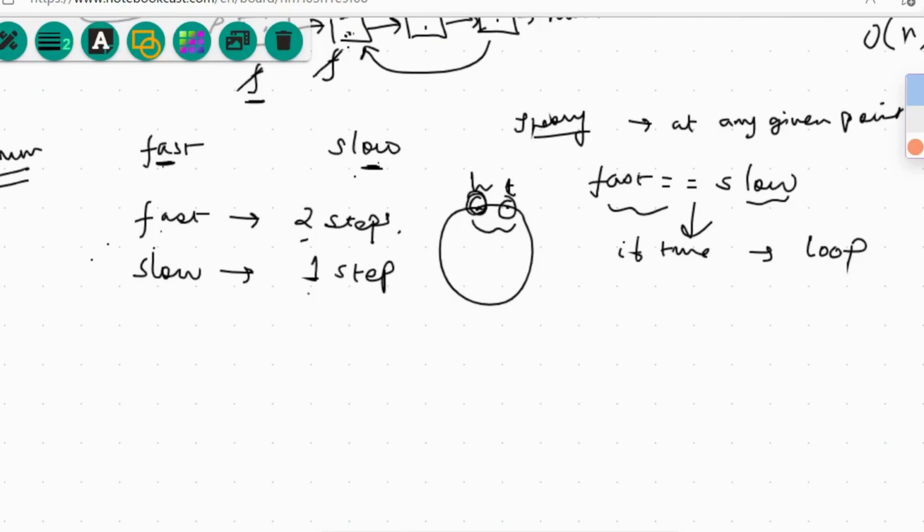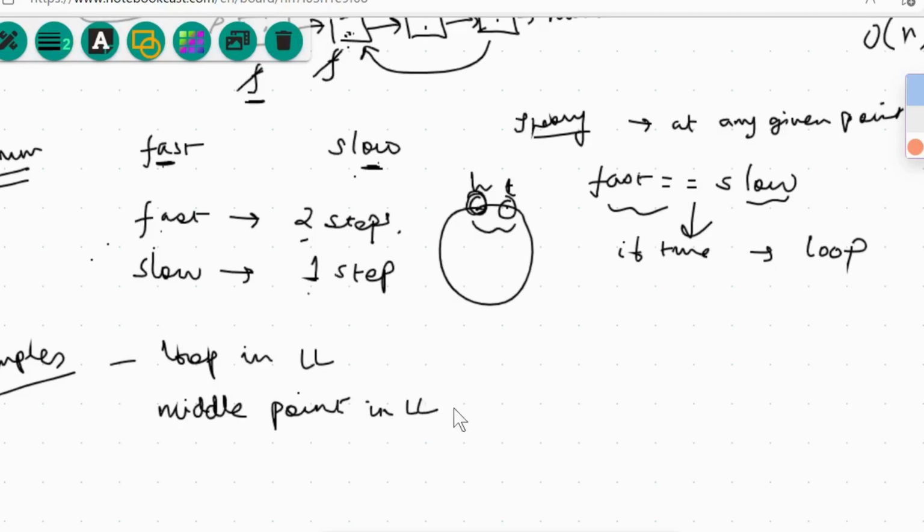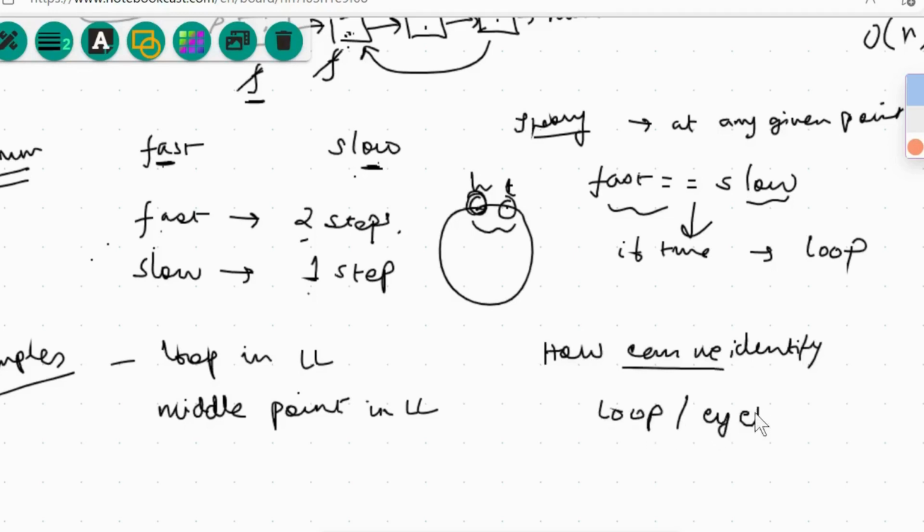So what are the popular applications of this kind of a pattern? First is, like we told, to detect if there is a loop in a given linked list or not. Another application is if you have to find a middle point in a linked list. In that also, this is helpful. Okay. How can we identify if this pattern needs to be used? First and foremost, the very simple thing is the term loop, the term cycle. These kind of terms can give a hint that this technique can be used.